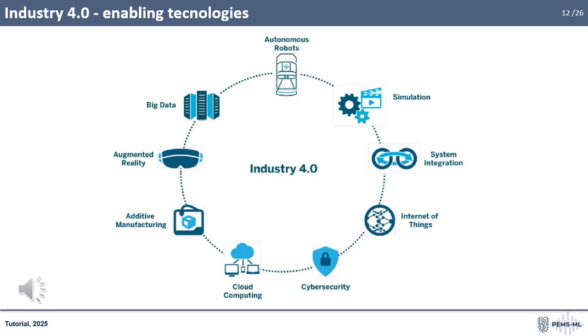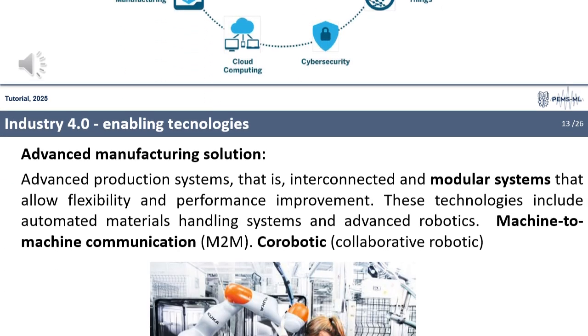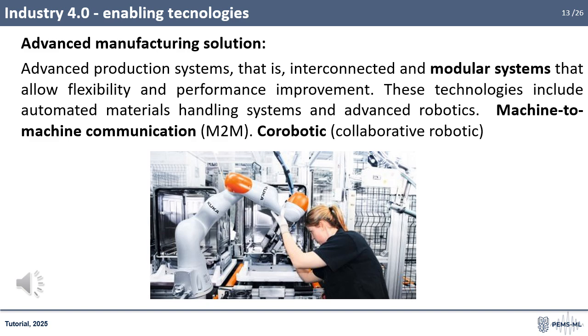These are the technologies that will enable industries to develop efficient new production processes. An advanced manufacturing solution is an interconnected and modular system designed to enhance flexibility and improve performance. These systems enable machine-to-machine communication, allowing the exchange of information between similar or different machines to improve the quality and efficiency of ongoing processes. Cobotic or collaborative robotics refers to robots that work alongside human operators, assisting them in performing tasks that typically require human interaction.